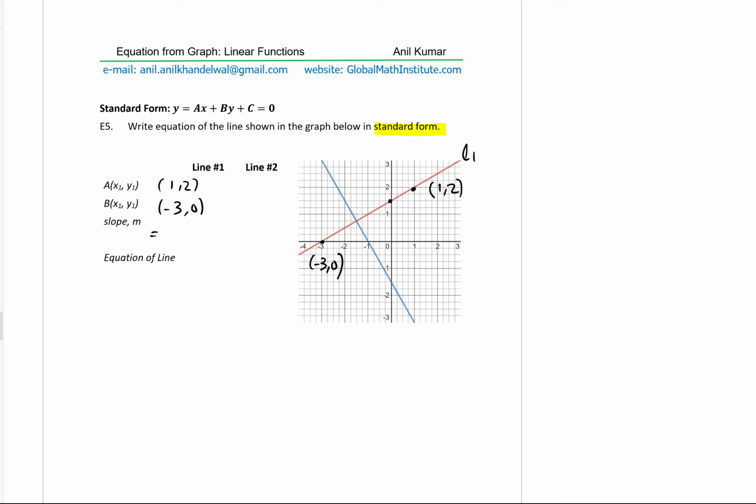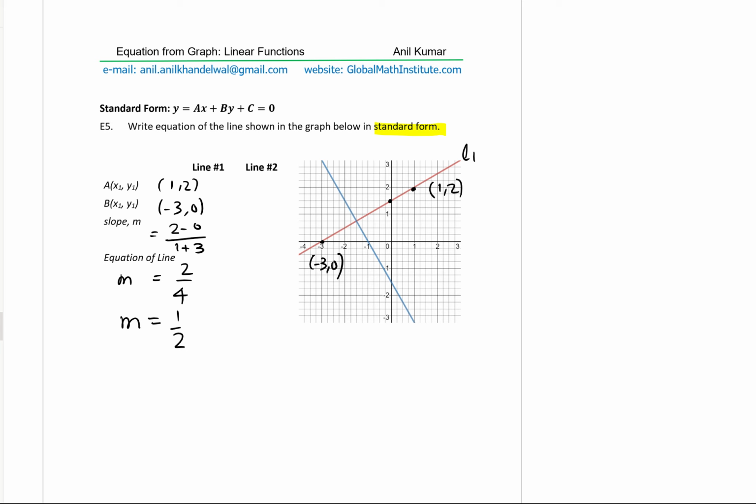Slope m is 2 minus 0 over 1 minus minus 3. So we get a slope m as equal to 2 over 4. So that gives us the value of m as half. Now m is half for us. How do we find the equation in this form?